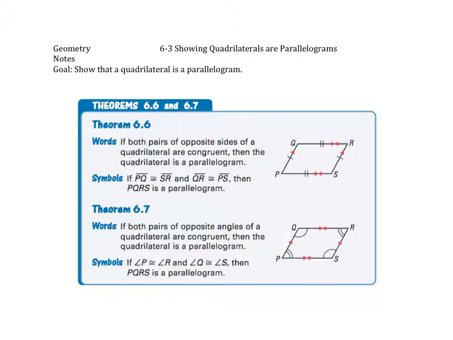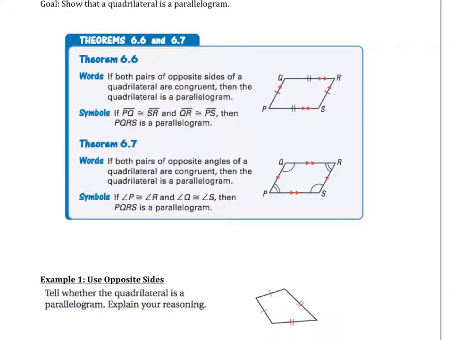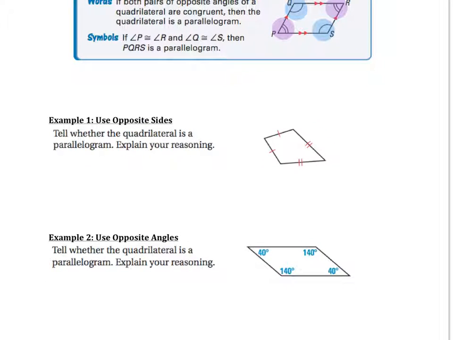So the first one is saying that we have a quadrilateral and both pairs of opposite sides are congruent. Both pairs. And the other one, likewise, is the angles. So if both pairs of opposite angles are congruent, then we can say we have a parallelogram.